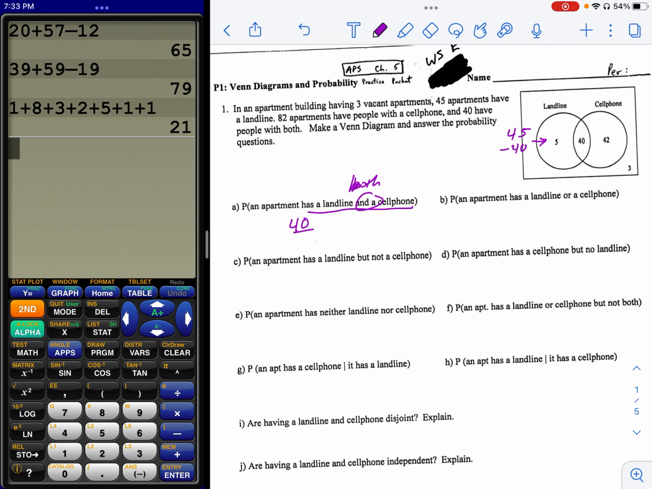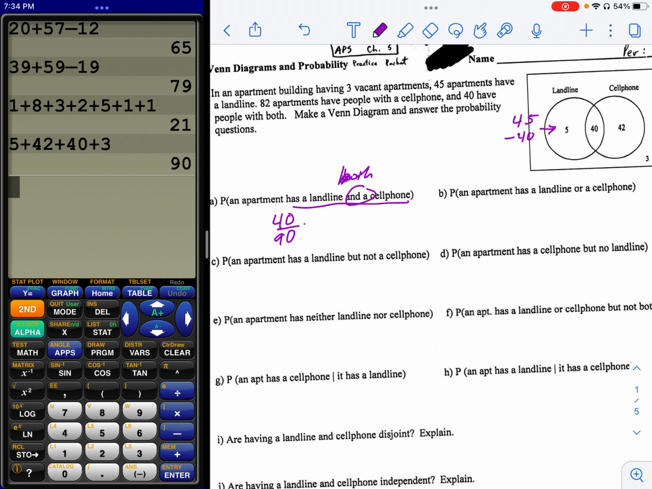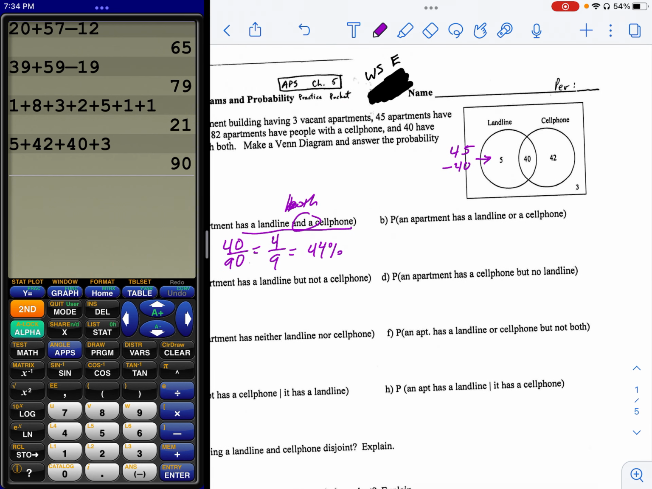40 out of what? How many apartments are there total? Add these up. We have 90 apartments. One thing you do not want to do is add these, because you are double counting some things if you do that. Okay? So 40 out of 90, that's an easy one, just make it 4/9. Or if you know your percentages, that's about 44%.